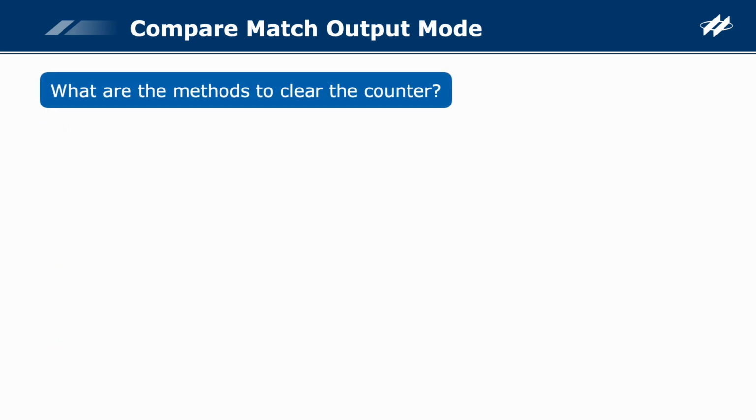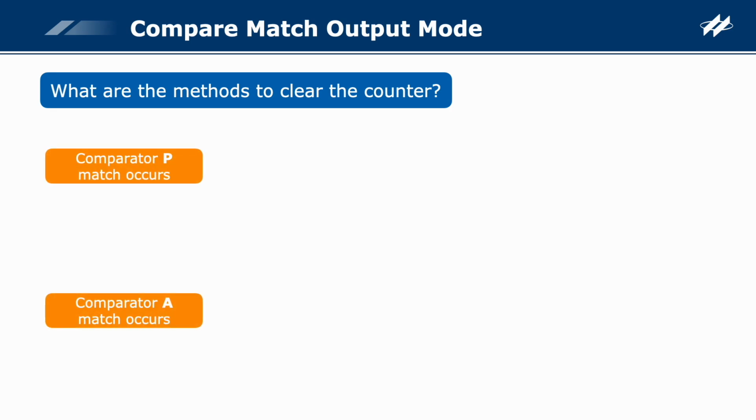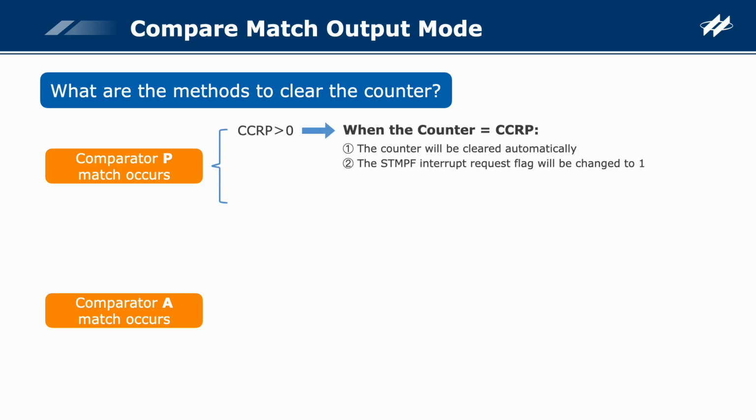What are the counter clear conditions in the compare match output mode? They are comparator P match clear and comparator A match clear conditions. The comparator P match clear condition is divided into 2 types. If the CCRP preset value is greater than 0, when the counter value is equal to the preset value, the counter will be automatically cleared to 0 and the STMPF interrupt request flag will be changed to 1.